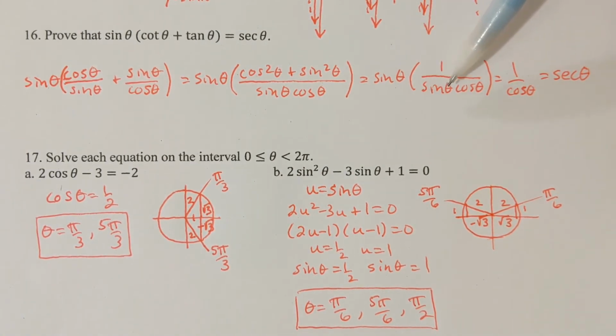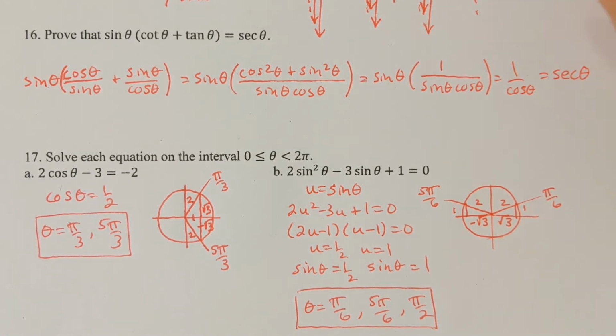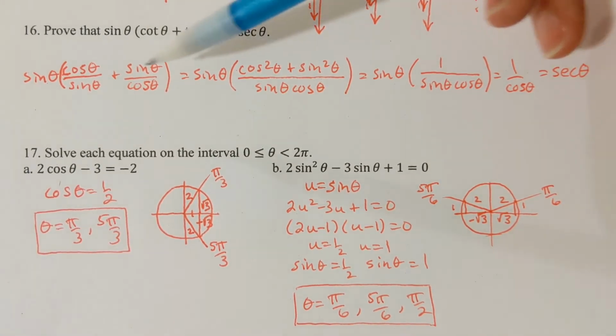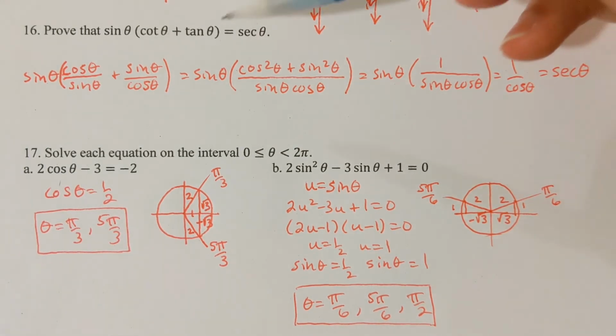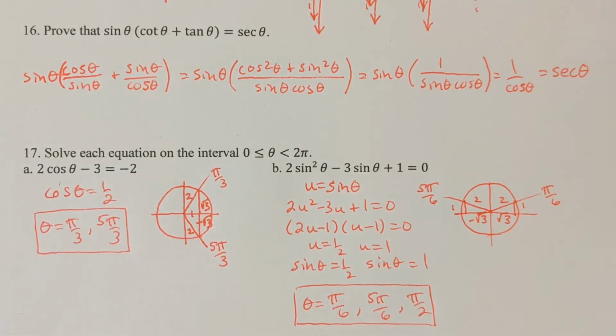Sine theta over sine theta, those are going to cancel for me, and I'm going to be left with 1 over cosine theta, which by definition is how we define secant theta. And that's where I had to get to, right? I had to get to just secant theta there on the right. And so what we see here would be the proof of why this identity would be true for all theta.